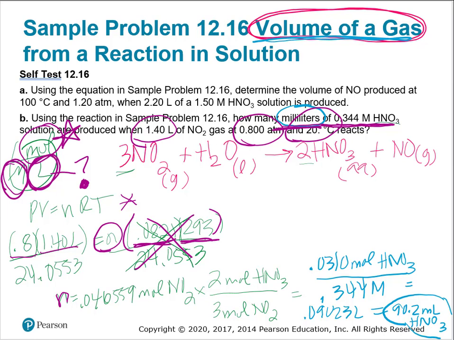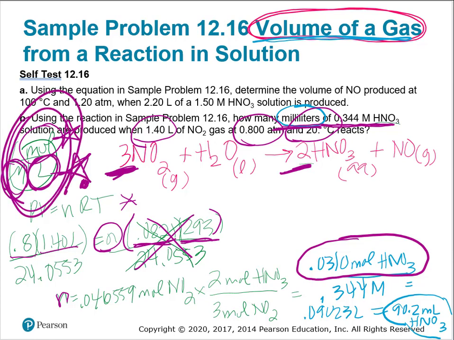Then I went from moles of NO2, there's 3 moles of NO2 for every 2 moles of HNO3. That gave me my moles of HNO3. And if I know that, then I can solve for my volume by doing moles divided by molarity. That gave me my answer in liters, and then I multiplied by 1,000. I got 90.2 milliliters of HNO3 would be produced.